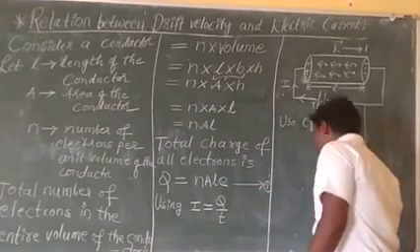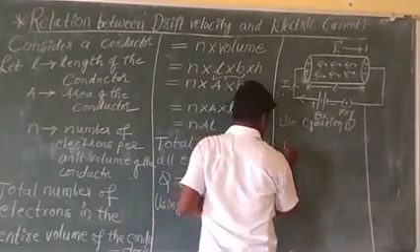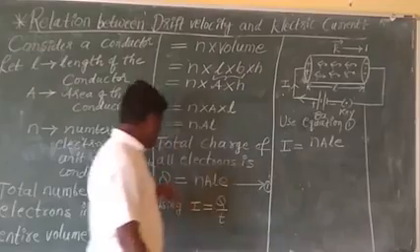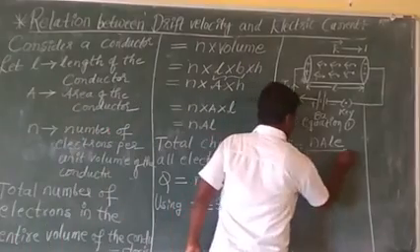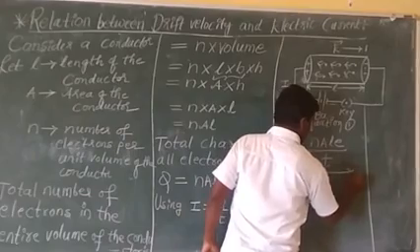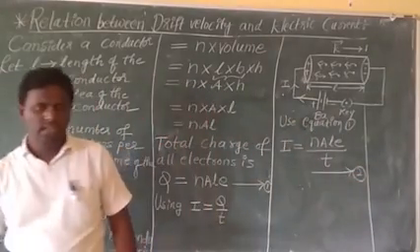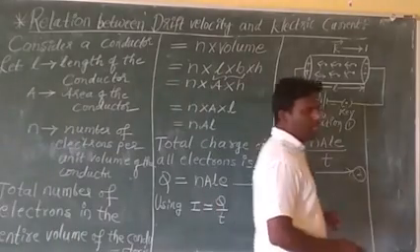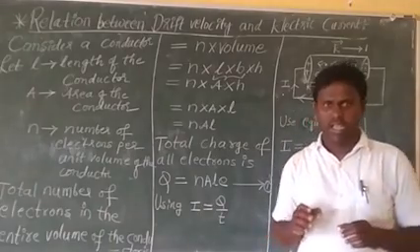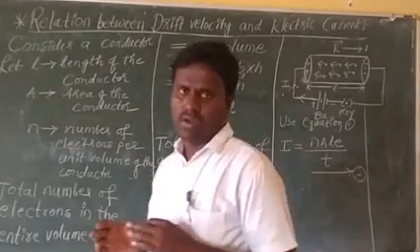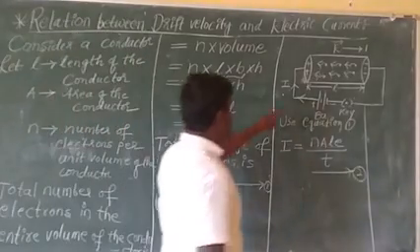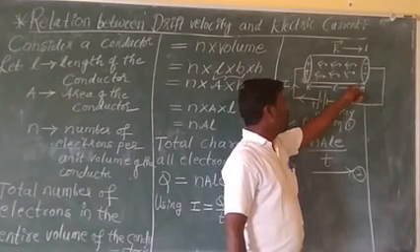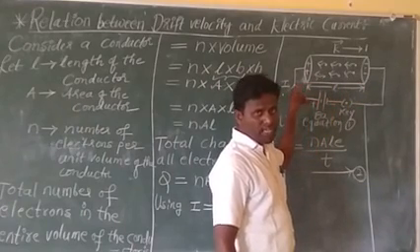Using equation number 1, I equals Q by T, where Q is NAL e. So I equals NAL e divided by T. Equation number 2. Now what about T? T is the time taken by the electron to travel a distance L from the negative plate to the positive plate. To cross this distance L, how much time is required? That is T.